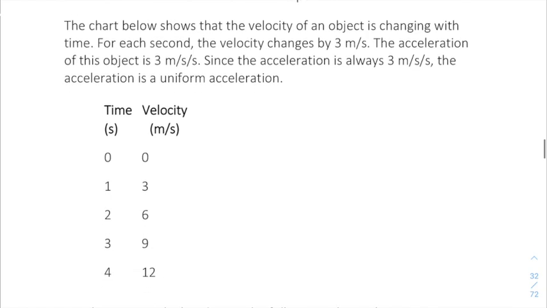So below we have a chart that shows how the velocity of an object is changing with time. For each second, the velocity changes by 3 meters per second. The acceleration of the object is therefore 3 meters per second per second. A better way of writing that is meters per second squared. The acceleration is a uniform acceleration.